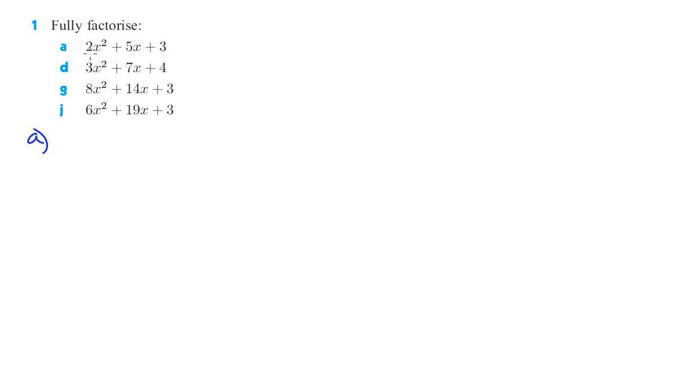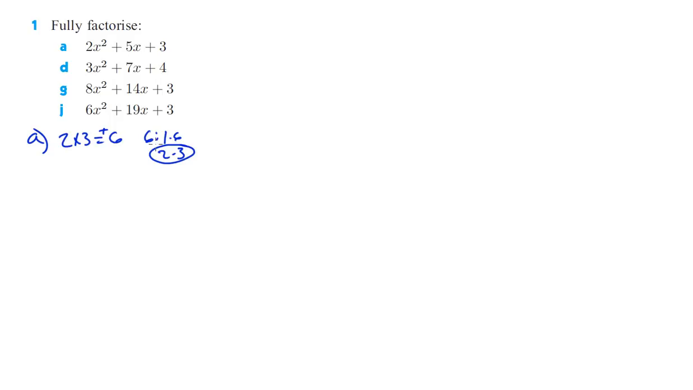Since there's nothing we can factor out, I'm going to multiply the leading coefficient, which is the x squared term here, by the constant at the end. So 2 times 3 gives me 6. Now I'm going to come up with the factors of 6. Since we multiplied this together to get a positive number, I want the factors of 6 that add up to the middle number, which is 5. Our factors of 6 are 1 and 6, and 2 times 3. These add up to 5. So 2 and 3 are going to be our factors.